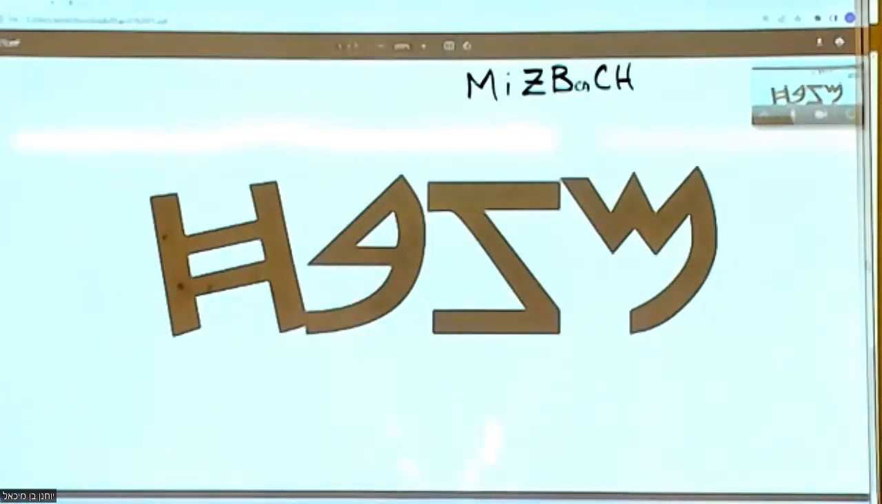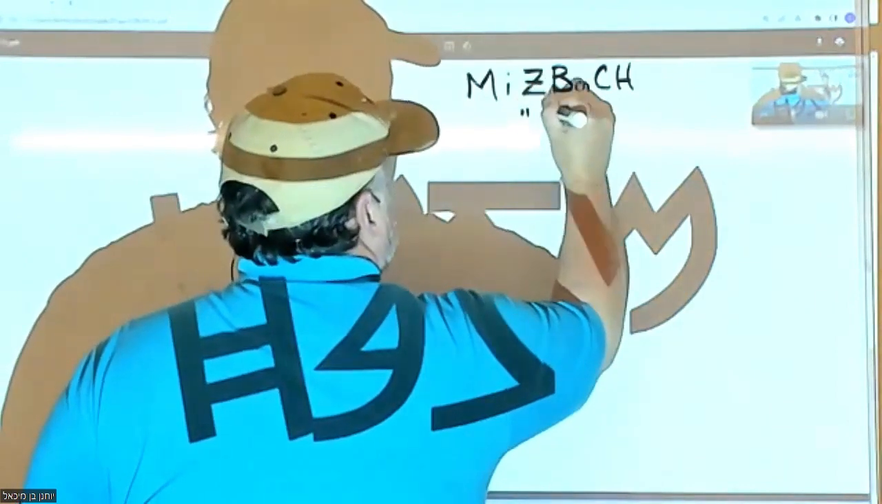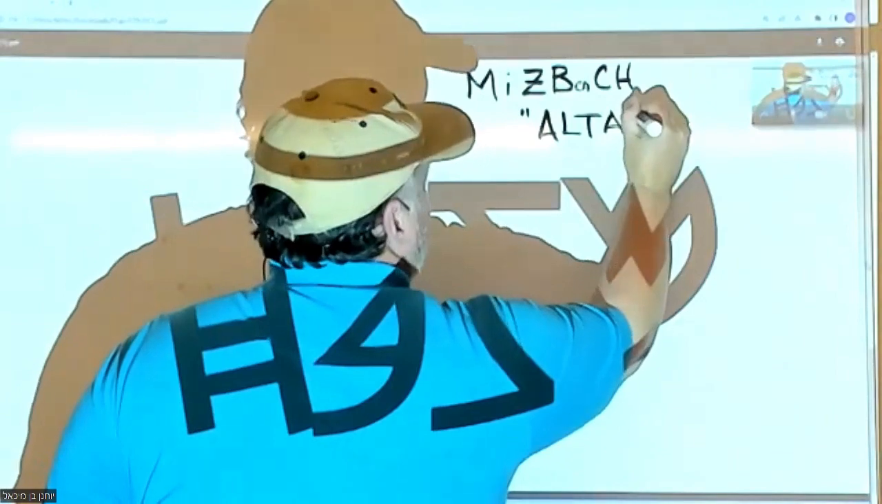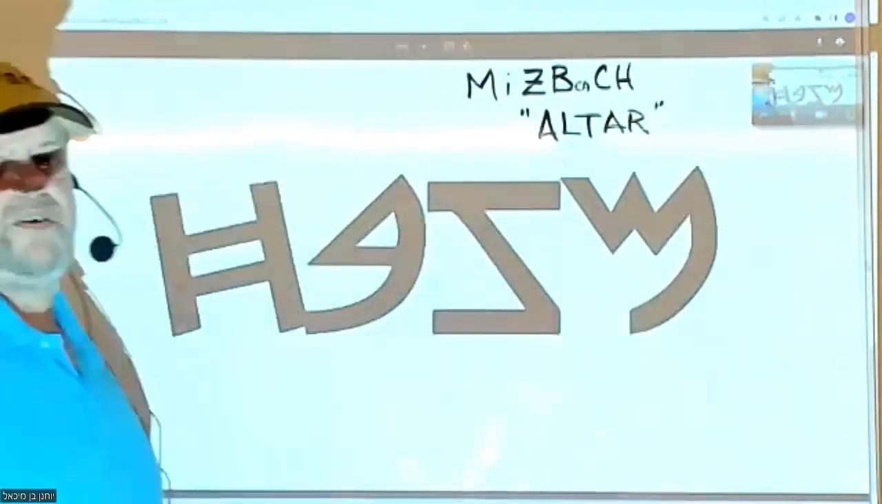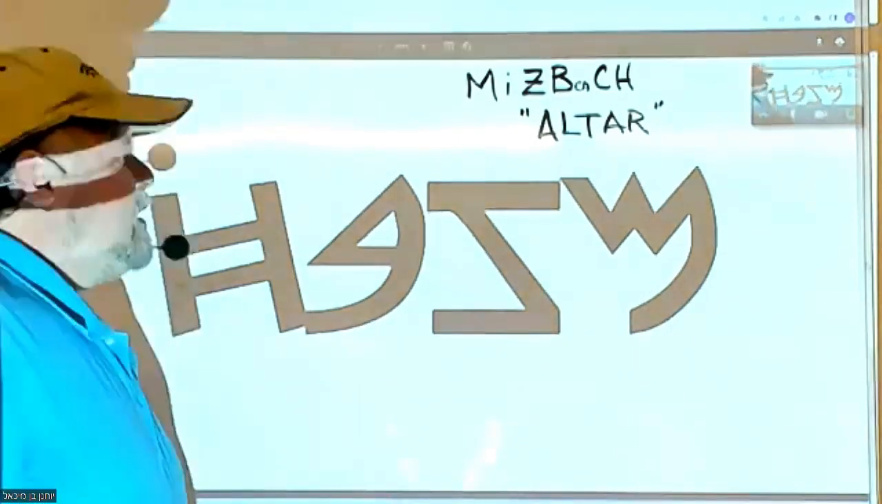So mizbeach is the word that is translated as the altar. All right, the altar, the brazen altar, the mizbeach. They would kill the animal, dump his blood out, do all that. That's where it'll happen. All right. Nasty business. But let's take a look at these letters real quick.